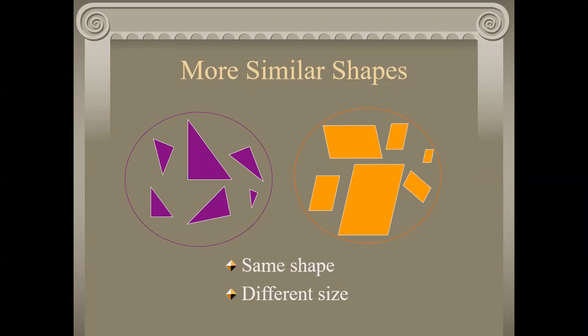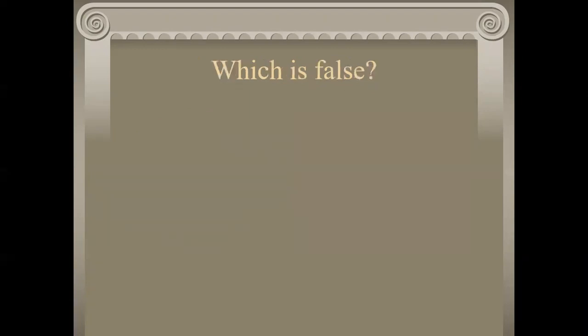So similar shapes have the same shape and different sizes, which is false. Congruent shapes are identical. No, this is true.